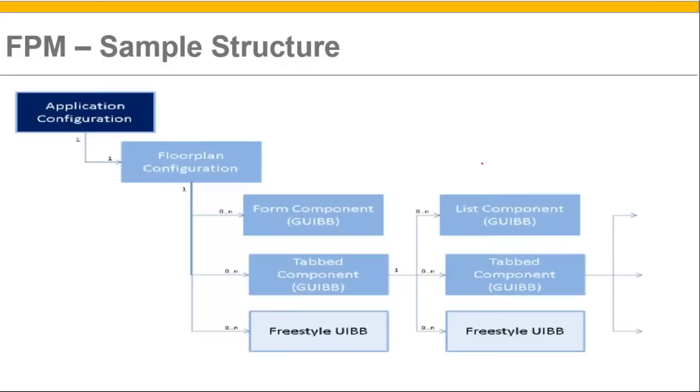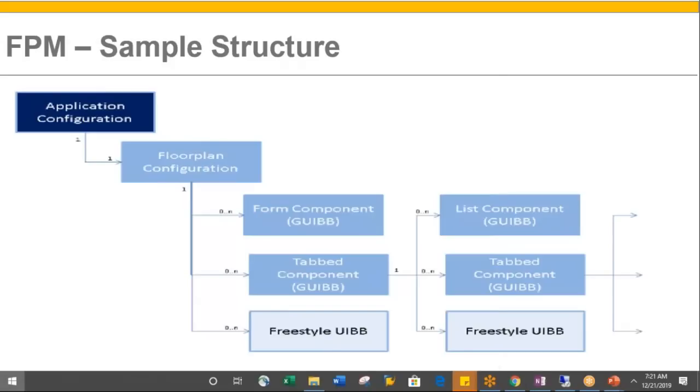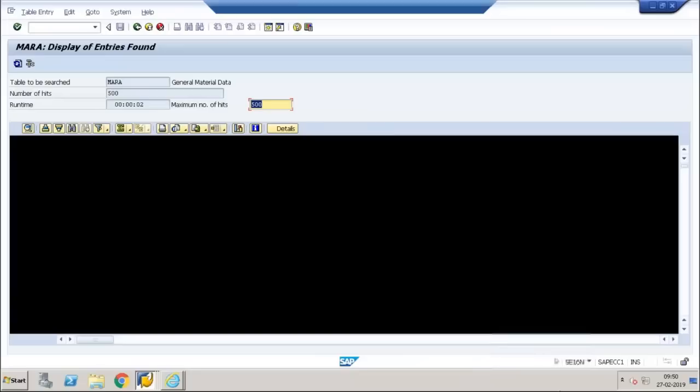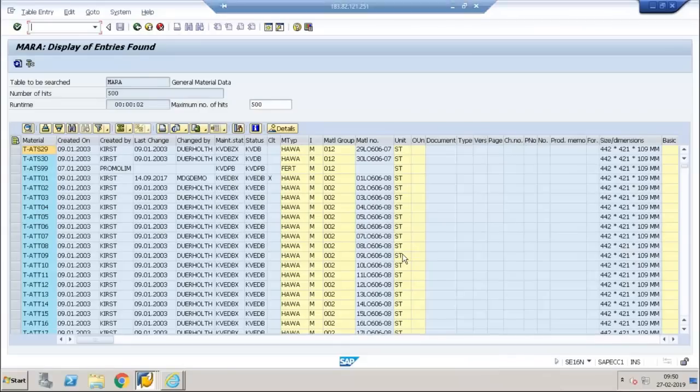Now, I would like to explain the sample structure once I start building an application. Then it would make more sense for us to understand this hierarchy. So let me go back and create one basic FPM application. For that I'm using a T code called FPM underscore WB.